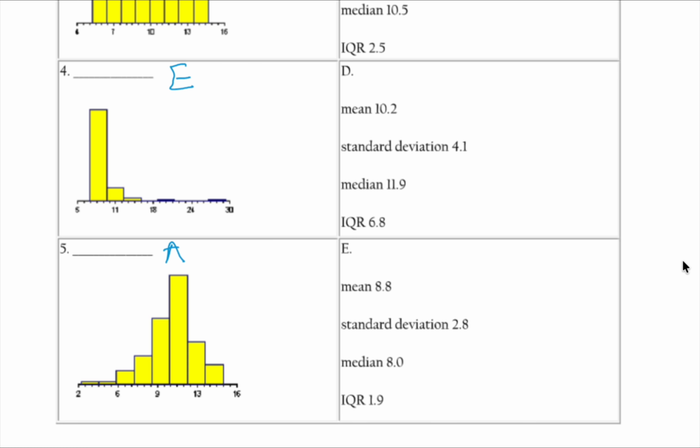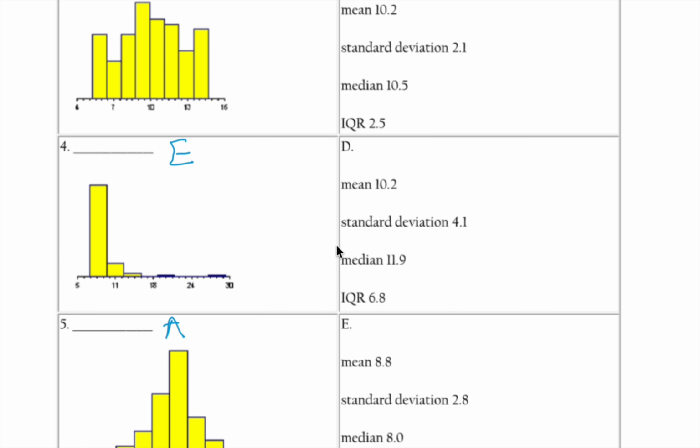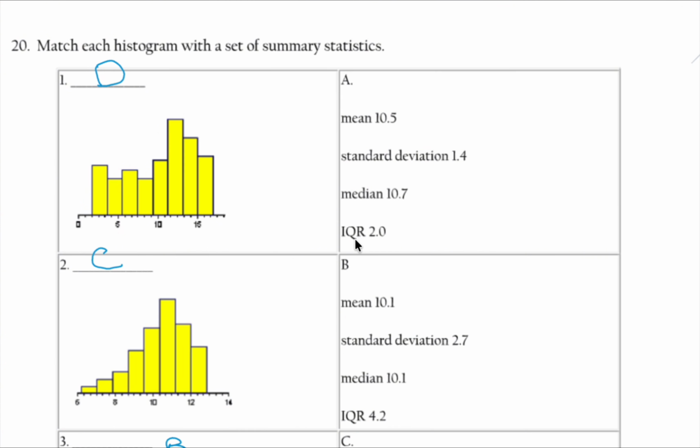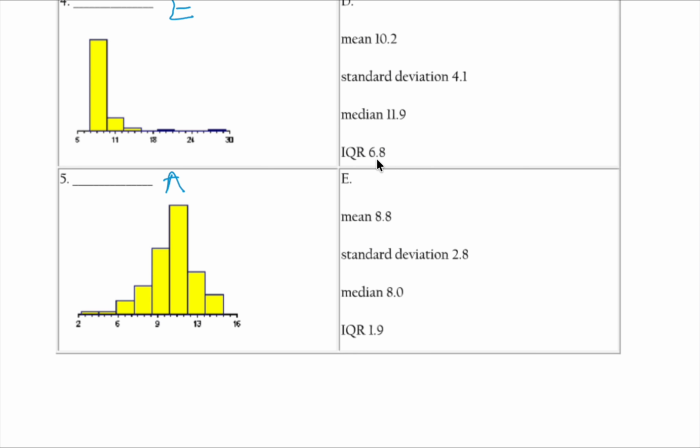Last but not least, histogram 5. It looks tightly clustered with relatively little spread and no extreme values. That suggests a small standard deviation with a small IQR. If we go back to the very beginning, option A has the smallest standard deviation and IQR of all the choices. So histogram 5 matches A.